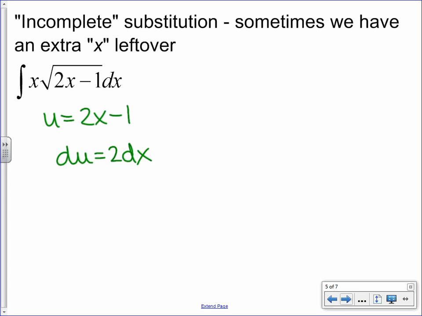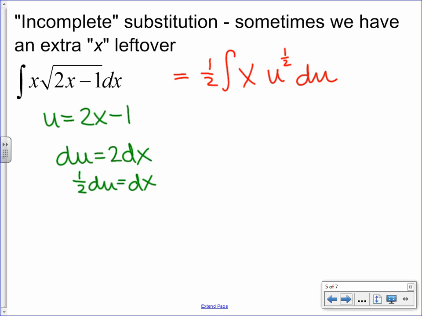We have this x floating around. We have dx that we can substitute 1/2 du for, but we have that extra x floating around. So first of all, let's go ahead and rewrite this. dx becomes 1/2 du, and we have the square root of 2x minus 1. So you want me to write it as u to the 1/2. Okay, but we have that x still. Do we want x's and u's together? No. No. What do we do?